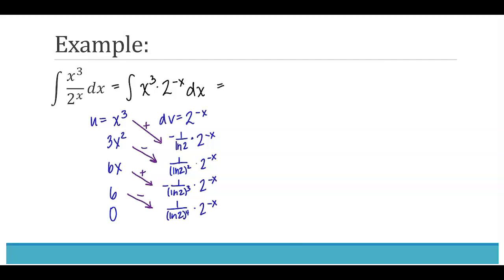So my first diagonal is going to give me a negative x to the third. I'm going to write this as x to the third over ln 2, times 2 to the x, which will also be on the bottom, because I'm going to keep that 2 to the negative x on the bottom. Then the next one is going to be minus, and I'm going to keep the 3x squared on the top, and then I have natural log 2 squared, 2 to the x in the denominator.